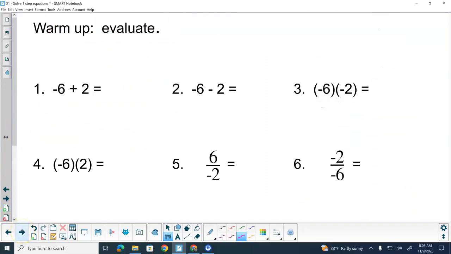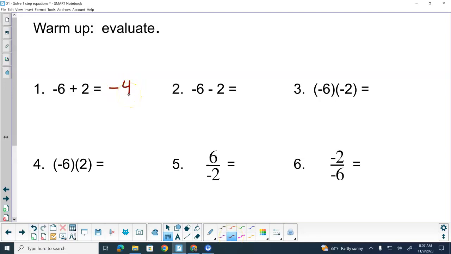All right. So at the top of the page, we've got a little warm-up area. Let's warm it up with these 6 quick ones. If you need to have out your multiplication chart, you can have that out, but go for it. Figure out these 6 different things with 6 and 2. For number 1, what do we get? -6 plus 2 is -4. I love it. -4 for that one.